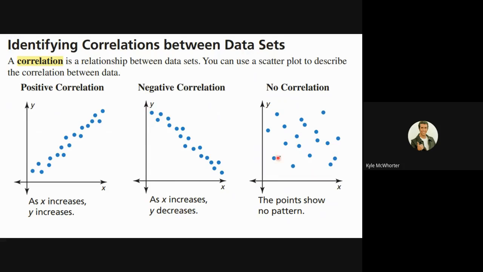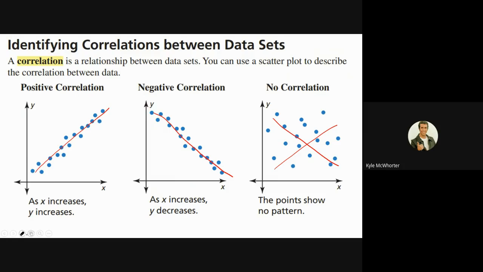Then sometimes you can't really figure out one line to go through all your points, right? With the positive correlation one over here, you can clearly see that those follow a linear pattern. And these ones also follow a pretty linear pattern. But here you're like, well, does it go like this or does it go like this? If you can't draw a line through it, then there's no correlation. If they don't seem to be following any certain pattern, then that would be no correlation.